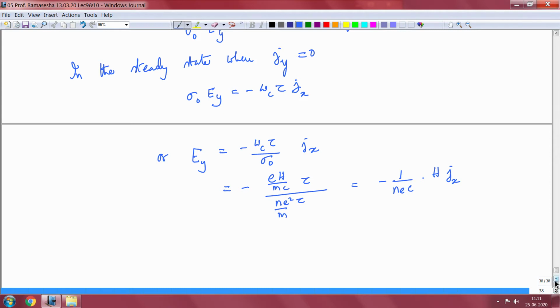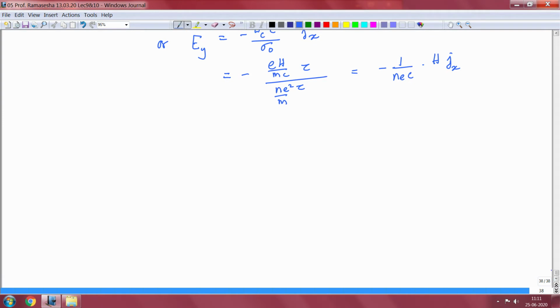So if we can define a constant which is called the Hall constant RH as equal to the electric field in the y direction per unit of magnetic field along the z direction, and unit current along the x direction, then that is known as a Hall coefficient, and we see that the Hall coefficient is given by minus 1 over NEC.